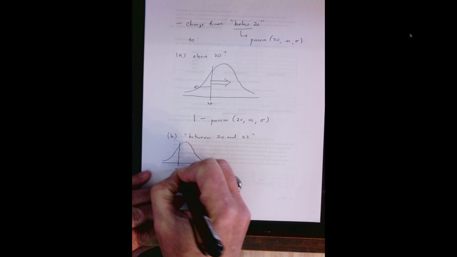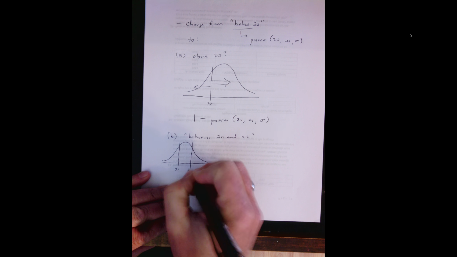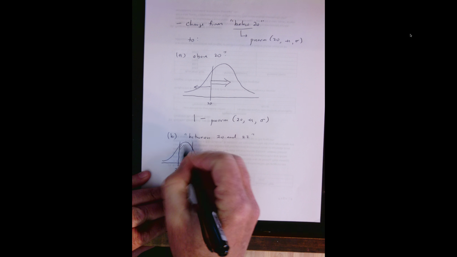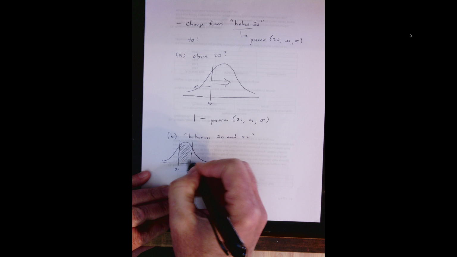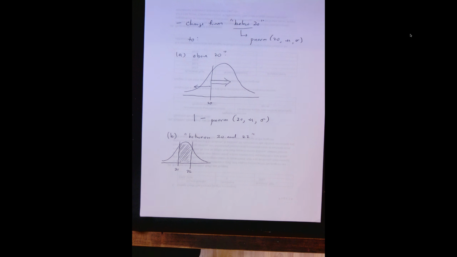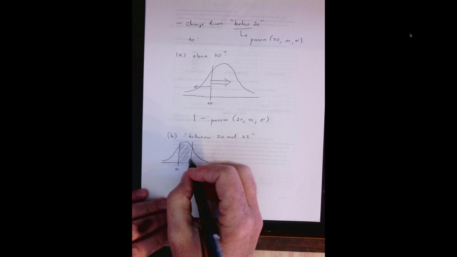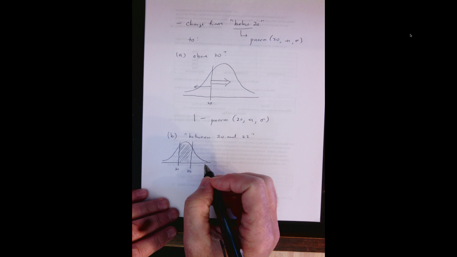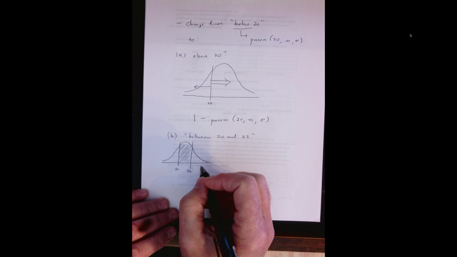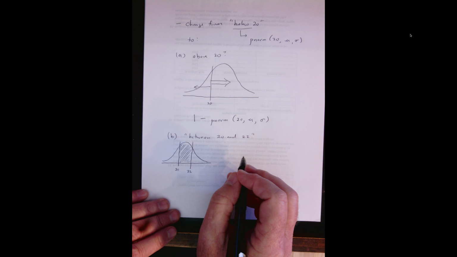So if I go from 20 to 22, then I need that area right there. Now, how am I going to do that? Well, there are multiple ways to do it, but obviously we want to find the simplest.